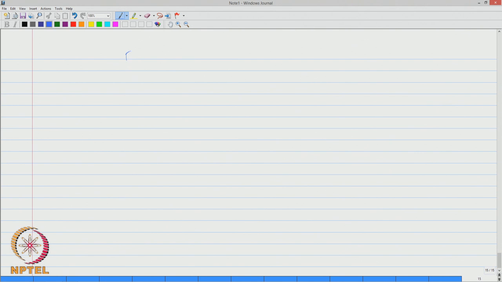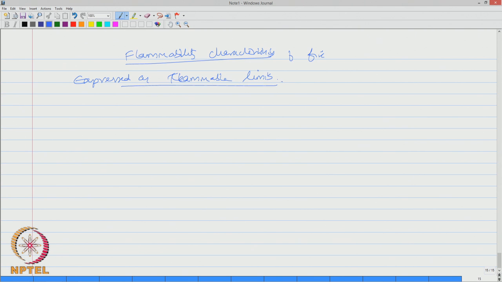Let us talk about the flammability characteristics of fire. They can be expressed as flammable limits. Flammable limits are the range of vapor concentration that could cause combustion when it is supported by an ignition source.